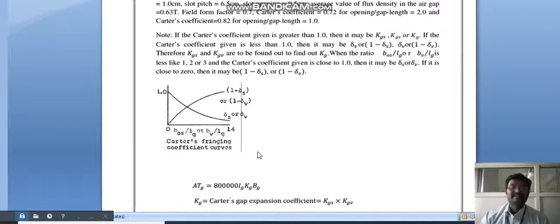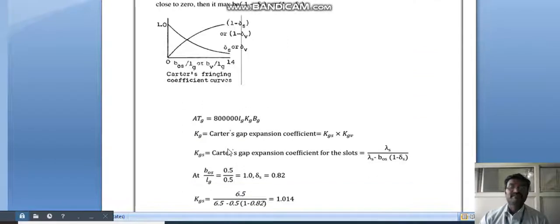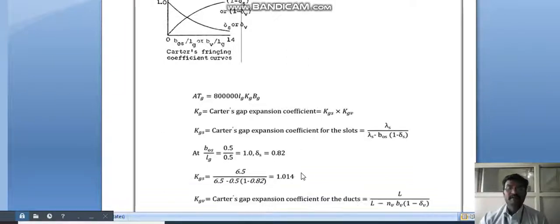Okay, this is the problem, and this is the data given. So ATg is given as 80,000 lg Kg Bg. Kg is Carter's gap expansion coefficient, Kgs into Kgv. Kgs is equal to Carter's gap expansion coefficient for the slot, lambda s by lambda s minus bos into 1 minus delta s. So bos by lg, that value 0.5 by 0.5, is equal to 1, and delta s is equal to 0.82.